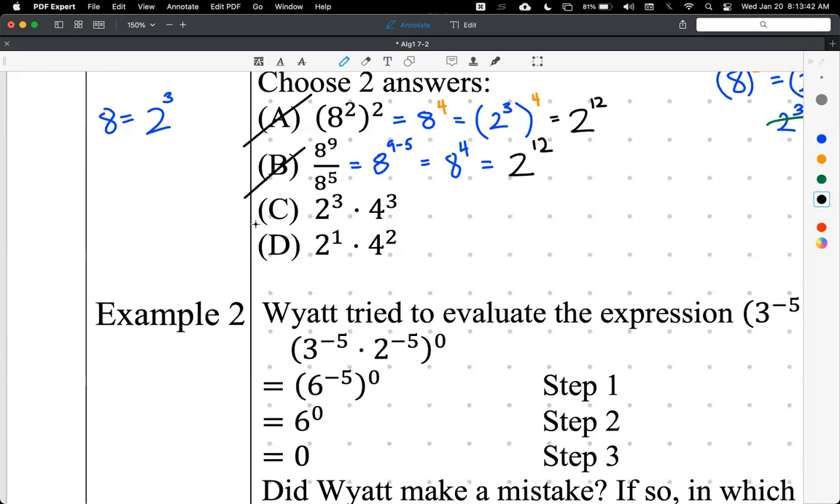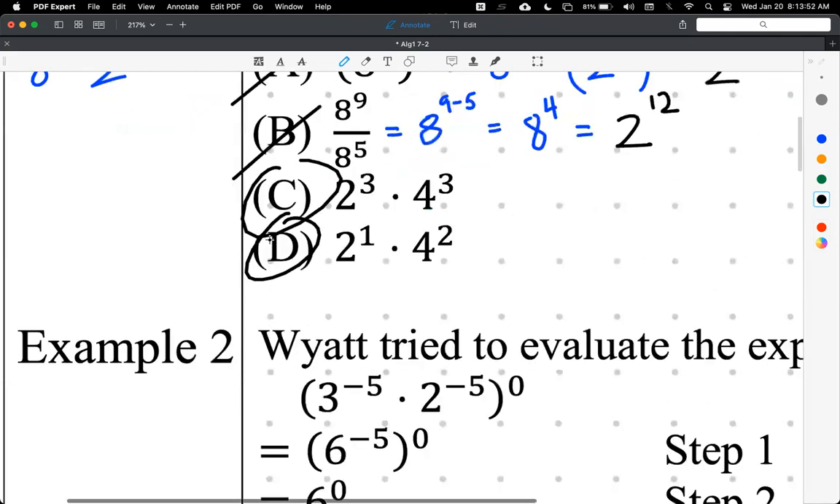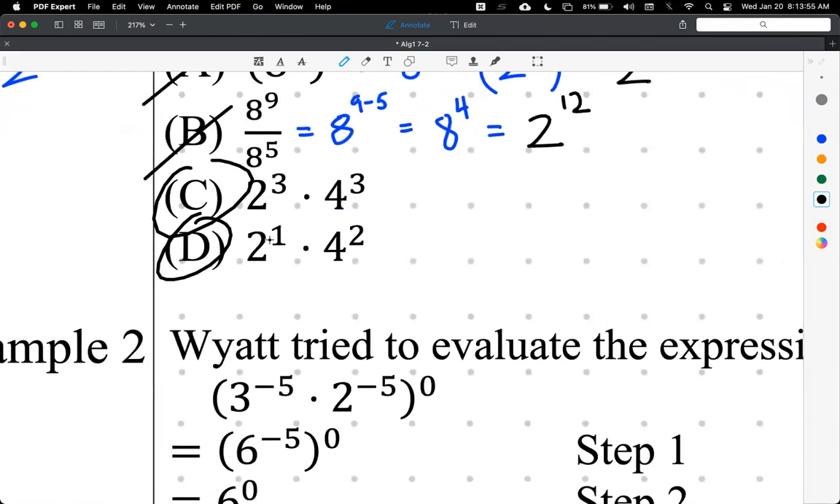Since we know we're supposed to choose 2 answers, we know that the answer is going to be C and D. But let's analyze why. The problem with both of part C and D is they're not the same base. I have a base of 2 and a base of 4. I cannot use a property of exponents. And this is something that Giorgio pointed out on our first day.